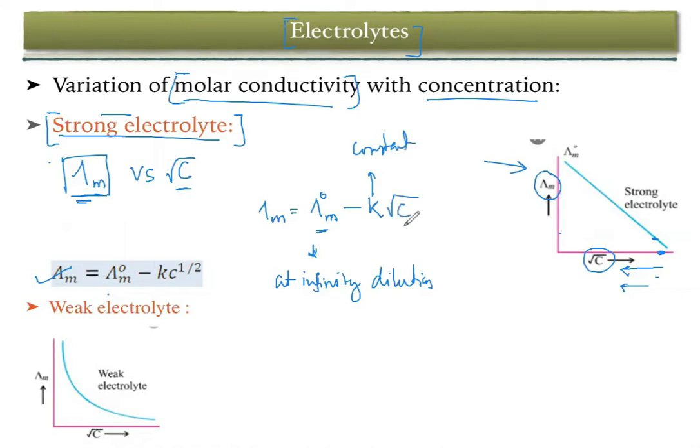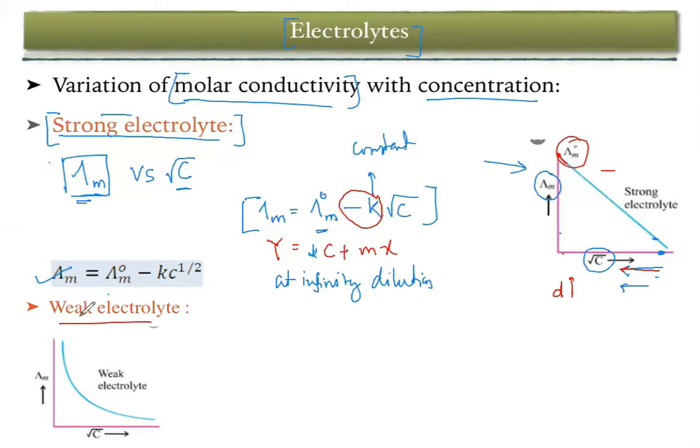This equation is nothing but y is equal to mx plus c. This is y, this whole thing is m, and that slope is a negative slope. This is the mx term, and this is the c term. If the slope is negative, the graph will look like this. Here you can see that whenever we are decreasing the concentration, the molar conductivity is going to increase, and it is going to touch the molar conductivity at some point. If the solution is very dilute, that is known as molar conductivity at infinite dilution.